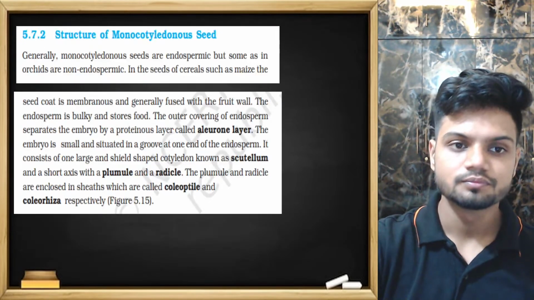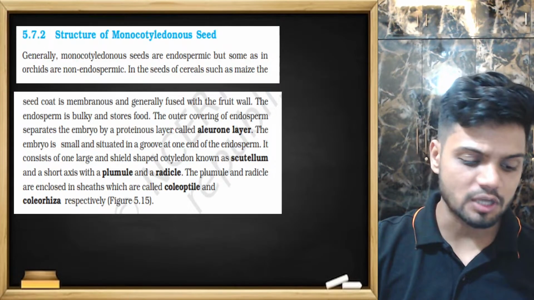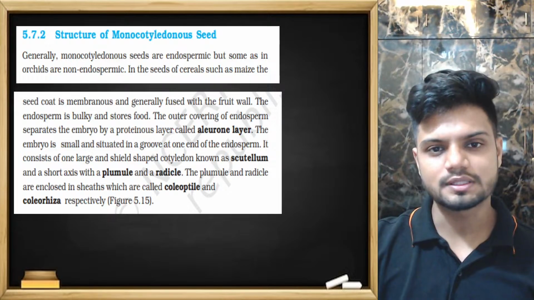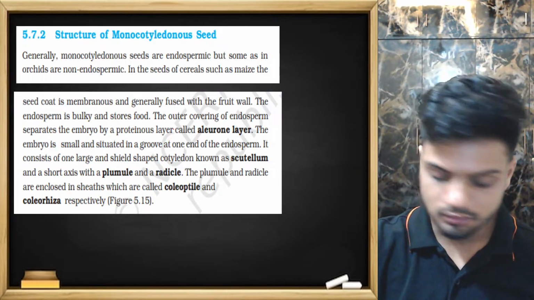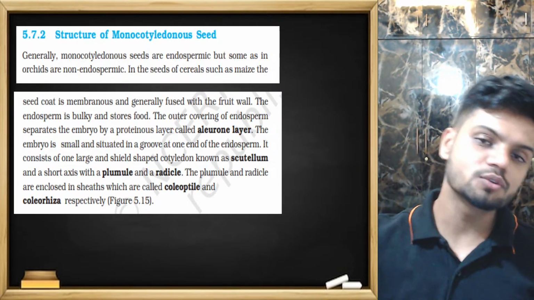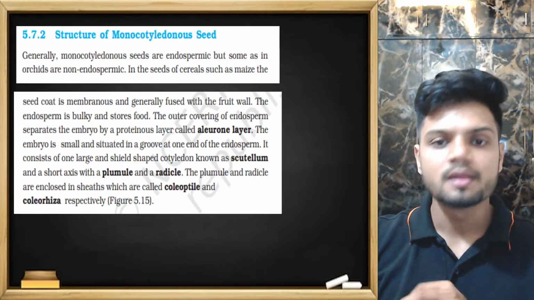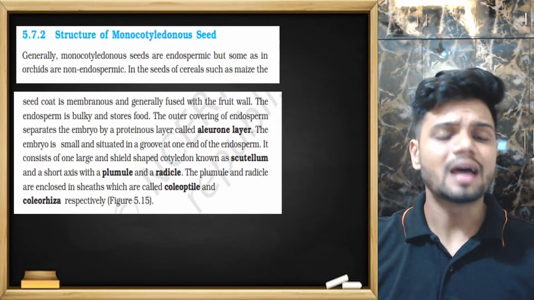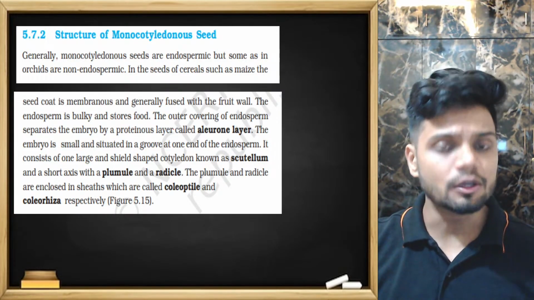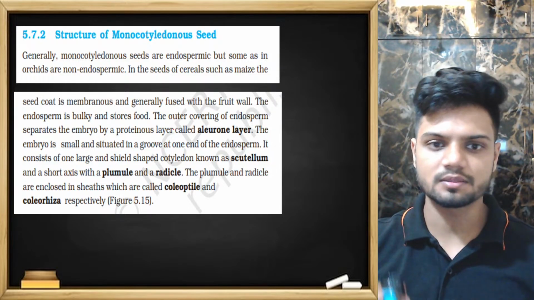Clear all of you? Now we enter the last part of the chapter, that is the monocot seed. Ready all of you? I hope all of you understood the difference between cotyledon, endosperm, albuminous, exalbuminous, that is basically endospermic and non-endospermic seeds. Okay?